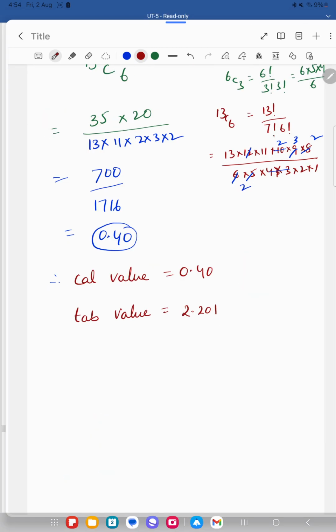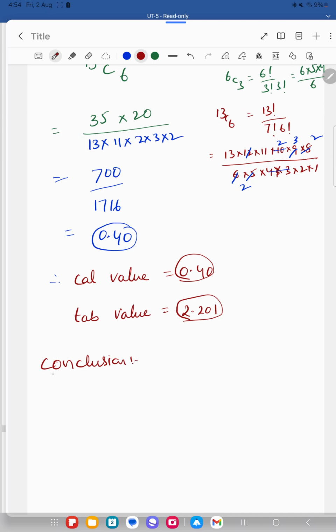For the median test we have to use the t table only. So I have taken the t table value from the table. I have got 2.201 and my calculated value is 0.40. So we can move on to the conclusion.